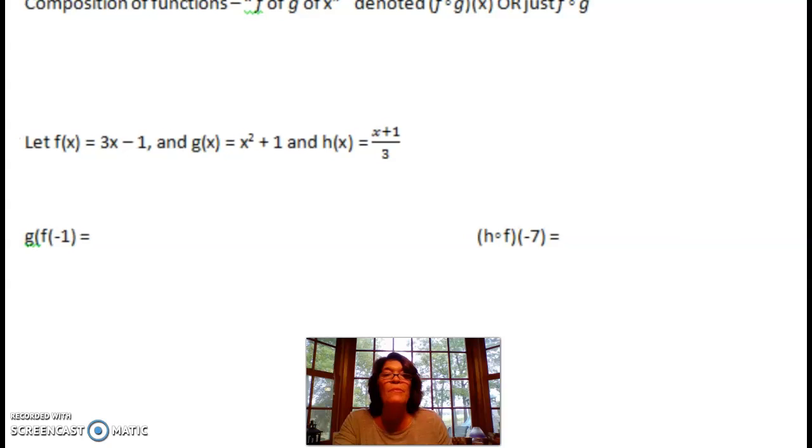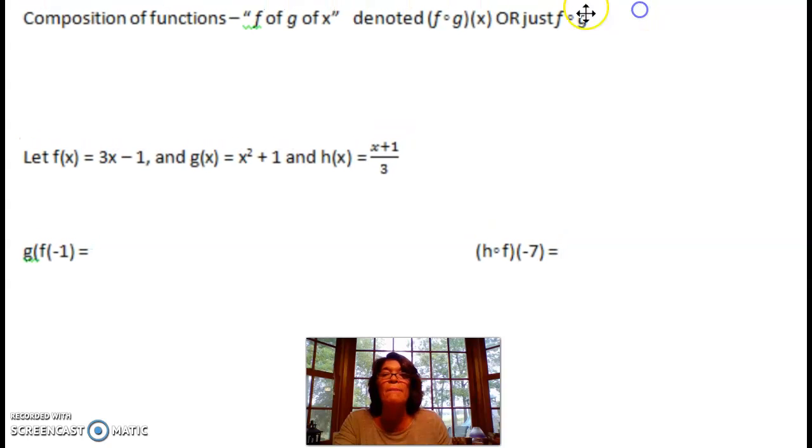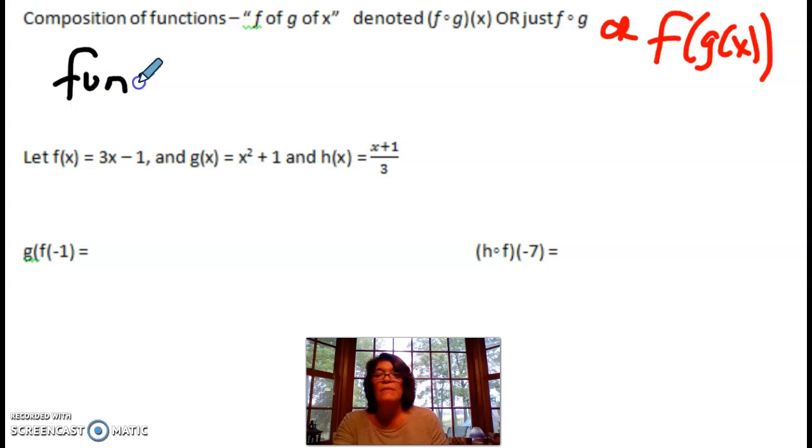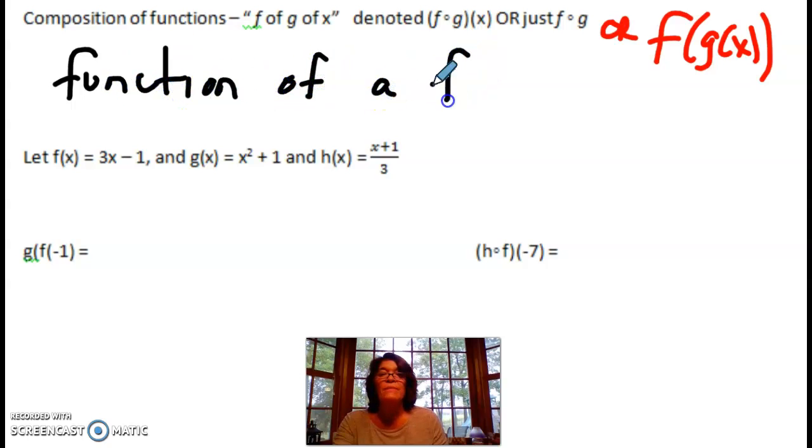Okay, the other operation we do with functions is called composition. This is F of G of X. We denoted F of G of X like this with a little circle. That's not a multiplication. Or F, the circle like that. Or I like to just write F of G of X. Okay, you can write it like that as well. This is a function of a function.